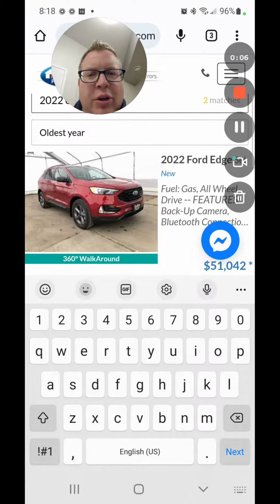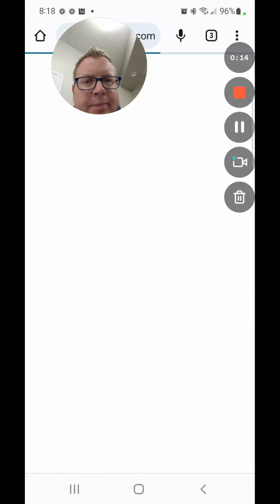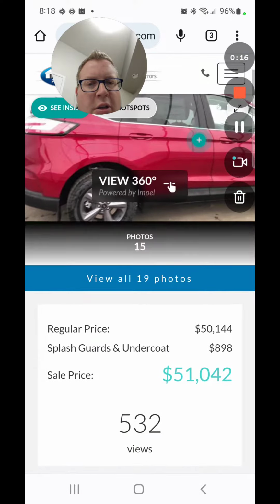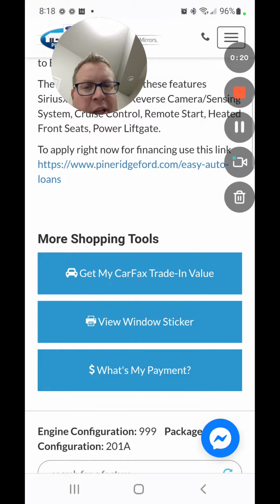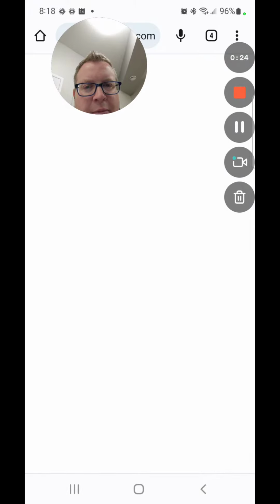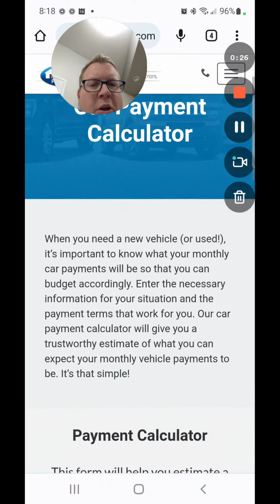Today I'm going to show you how to use our new payment calculator on a mobile device. So I'm going to select this 2022 Ford Edge, scroll down to where it says, what's my payment? We're going to click on that number. And it goes to the car payment calculator.